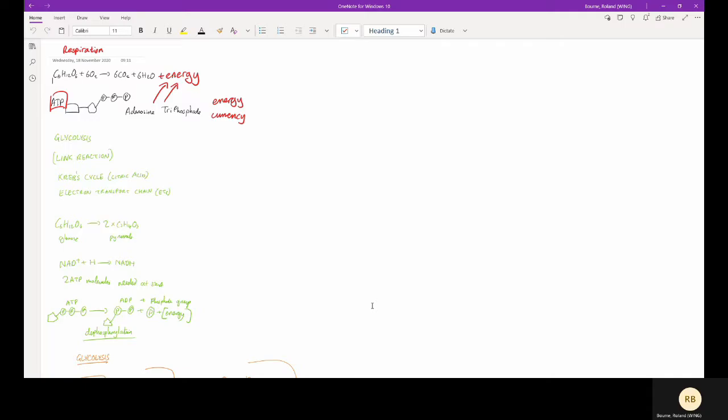So, after you eat something, some of the food gets broken down into glucose. This is where respiration starts, and there are 4 parts: glycolysis, link reaction, Krebs cycle or citric acid cycle, and the electron transport chain.